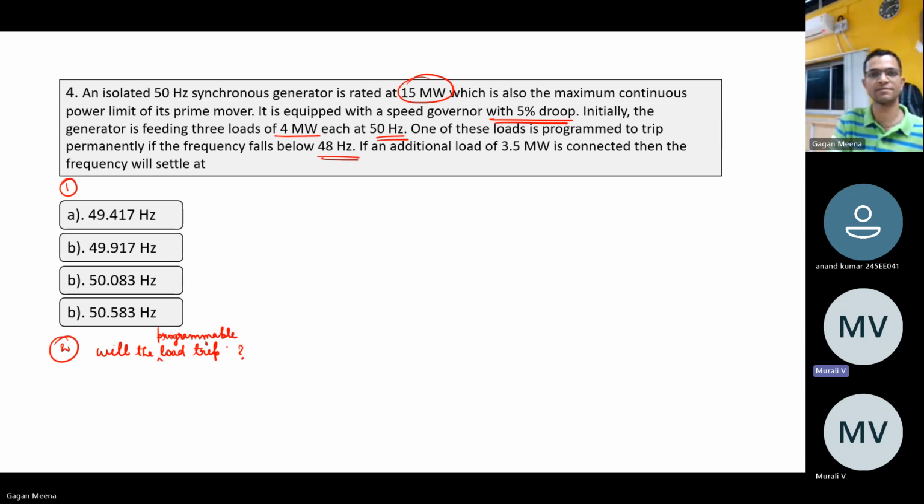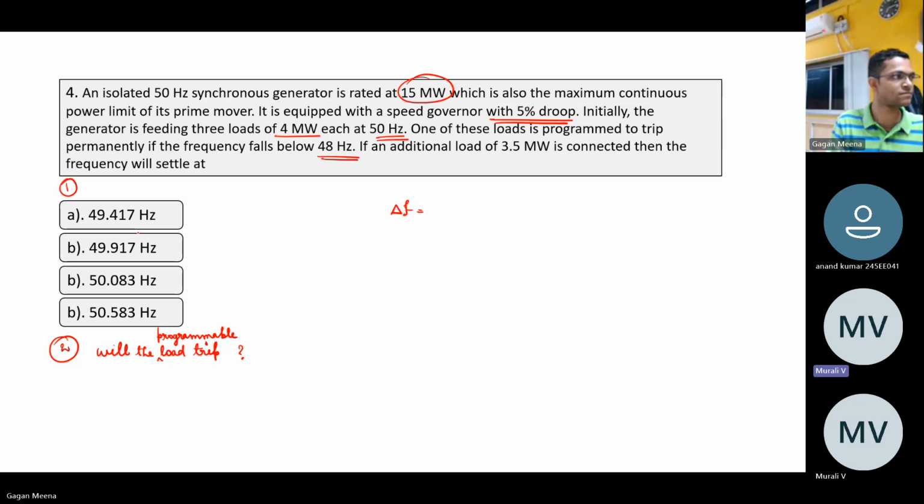0.583 is the change, means 50 minus that. It is 49.417. 49.417. A is the answer. Okay, how?